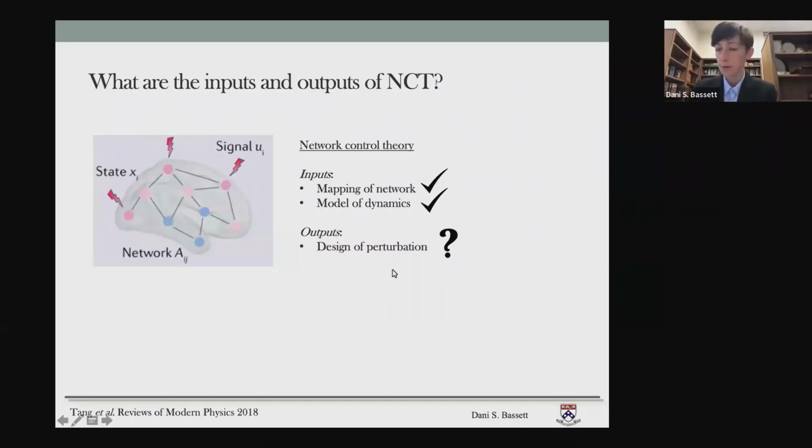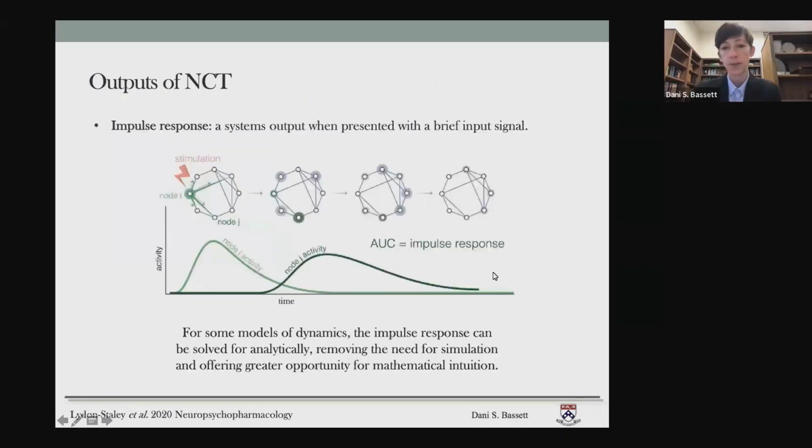What is the output? How do we design perturbations? So there are several different outputs. Probably the simplest one is called the impulse response. This is a system's output when presented with a very brief input signal. So you just ping the system and see what happens.